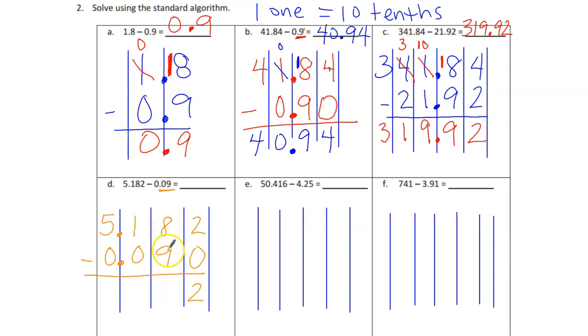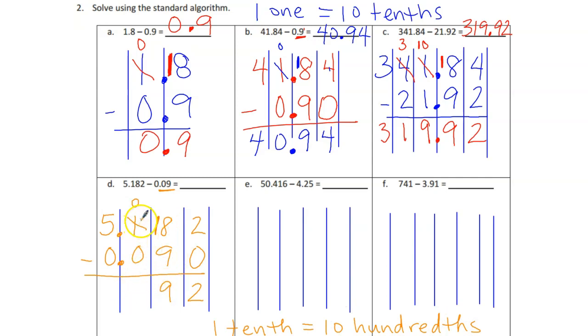8 hundredths minus 9 hundredths we can't do. So we know we need to rename or regroup. We cross that out. Now I have 0 tenths. My 1 tenth is now going to become 10 hundredths. 1 tenth equal to 10 hundredths. Alright, so now we have 18 hundredths minus 9 hundredths is 9 hundredths.